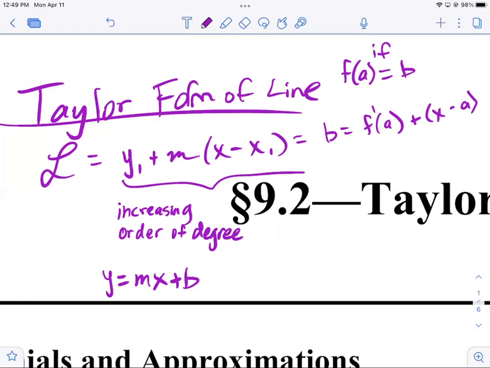Because really all we needed was a function and an input. We can find the output by plugging it in, and then we can find the derivative output by finding the derivative and plugging it in there. Well, it turns out that for some functions, we can actually develop a Taylor polynomial that is bigger than first degree, bigger than linear. We could develop a quadratic Taylor polynomial, a cubic polynomial, and so on and so forth.